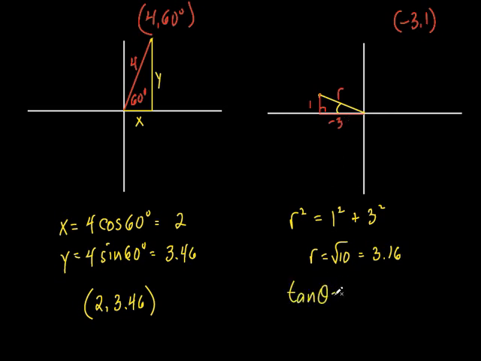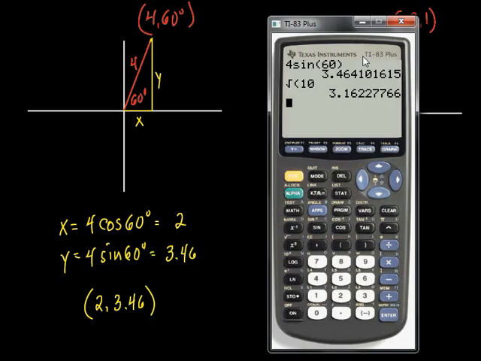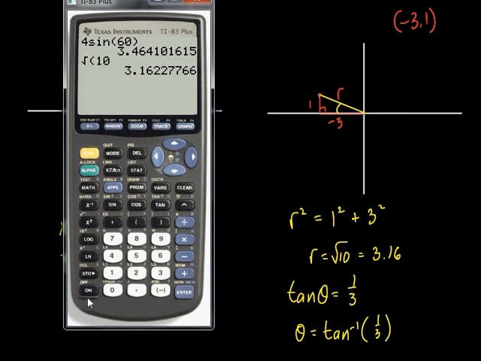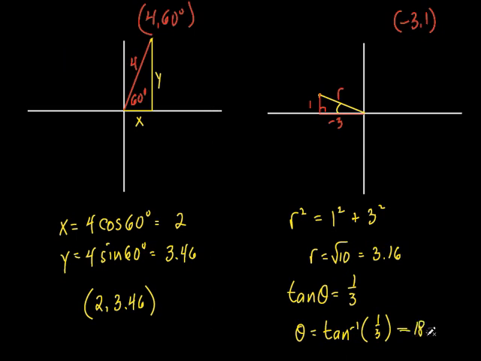The tangent is equal to opposite over adjacent, so it's 1 over 3. And then we solve for theta, so it's the inverse tangent of 1 over 3. And then we put it in here so we can see it. So it's the second function tangent, 1 divided by 3. And it's about 18.43. All right, and that's basically our answer.